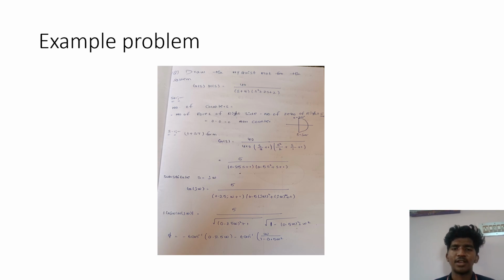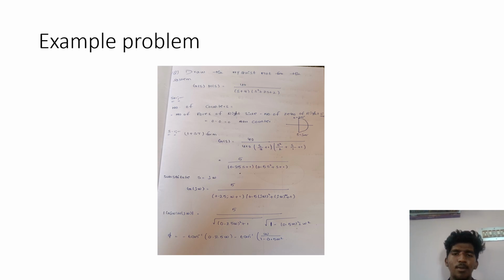Example problem on Nyquist plot. Draw the Nyquist plot for the system G(s)H(s) = 40 / ((s + 4)(s^2 + 2s + 1)). To solve this problem, first we need the number of contours. The formula is: number of poles on the right side minus number of zeros on the right side.